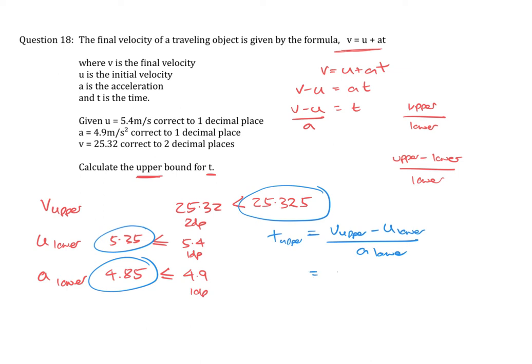So the V upper is 25.325, take away 5.35, all over 4.85, and hopefully when I put this into the calculator, I'll get the right answer. So 25.325 subtract 5.35. Let me just put that point back in there a bit more clearer. That's going to give me 19.975. Divide that by 4.85, and I get a final answer of 4.1186 seconds.